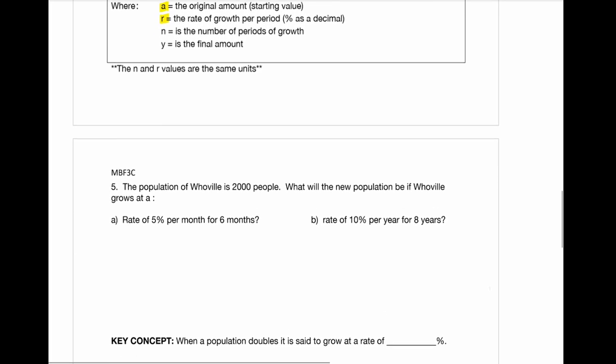So for number 5, we need to work on coming up with equations. The population of Whoville is 2,000 people. What will the new population be if Whoville grows at a rate of 5% per month for 6 months? So if I want to come up with this equation, my a value is going to be the starting, which is the 2,000 people, and my r is going to be my growth rate. So in this case, it's 5%, which as a decimal is 0.05.